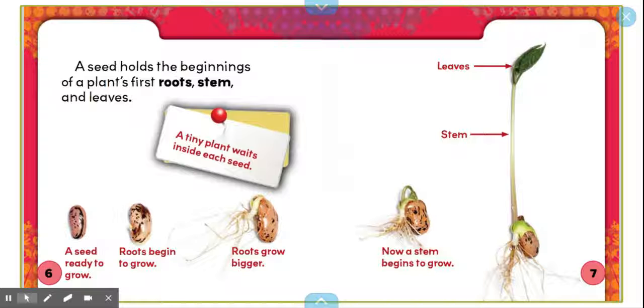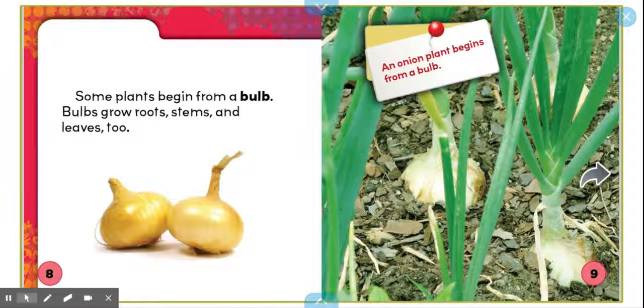Here, I don't have any subtitle or any subtopics, but I do have some pictures. I see some seeds, and it's showing me what happens when a seed starts to grow. It grows roots and a stem from the seed. Okay.